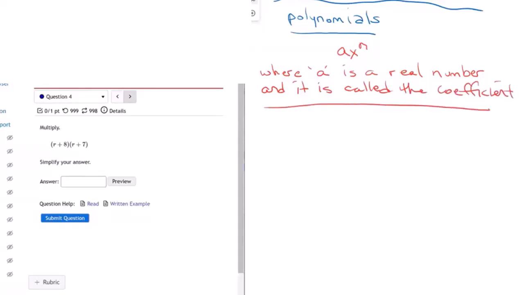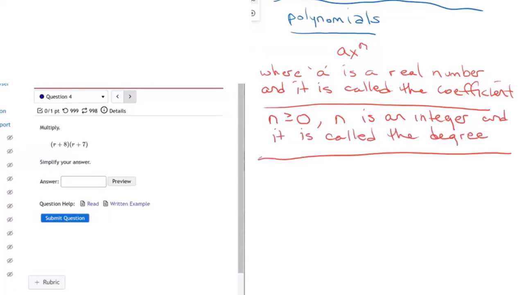Then we have x, which is just our variable. It could be r, it could be y, it could be anything, but it's basically a variable. But n has to be greater than or equal to 0, no negatives. n is an integer, which means it's basically a whole number. And it is called the degree.